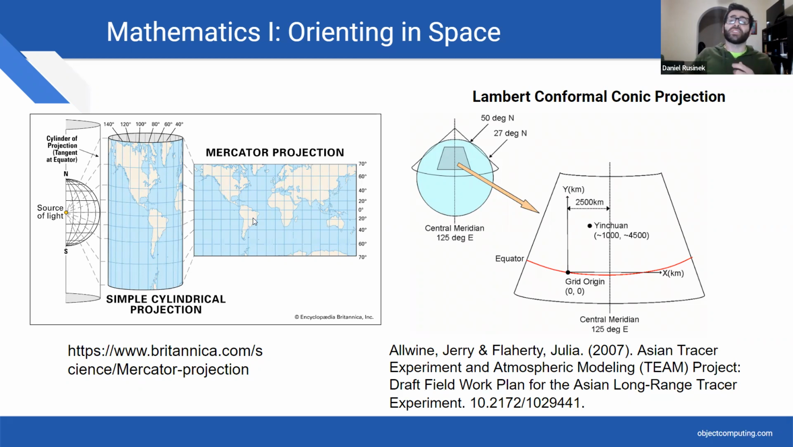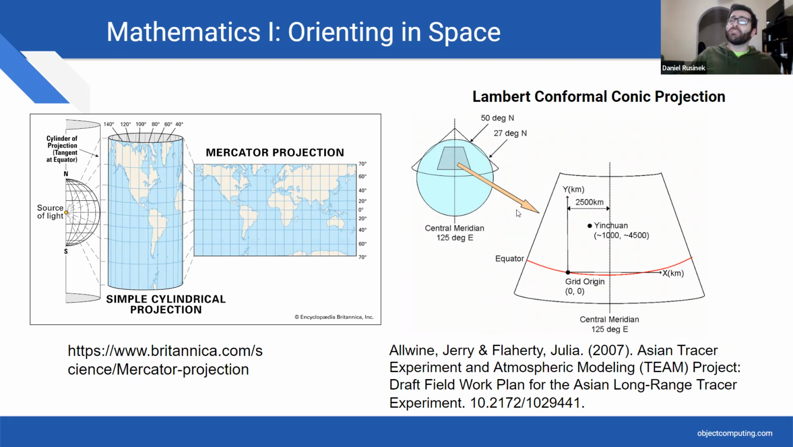This preserves shapes, but it doesn't preserve sizes. However, even though your topology of this is a cylinder, locally geometry is Euclidean, and so you get straight lines of bearing. So that's why it was used originally, because it's good for navigating.